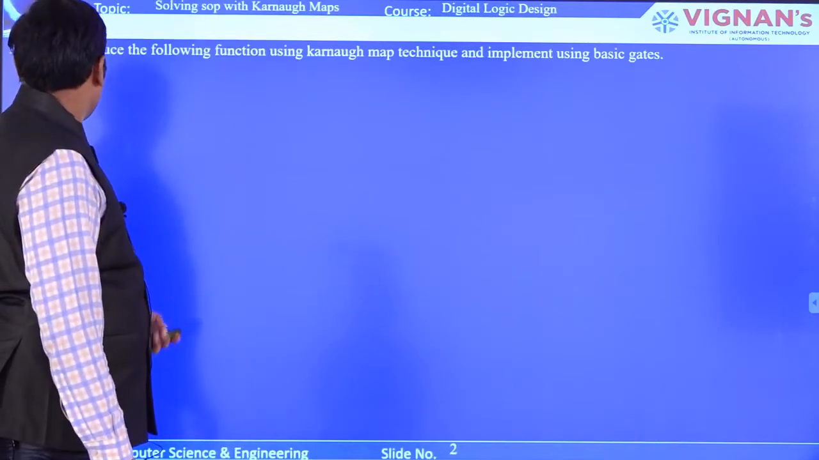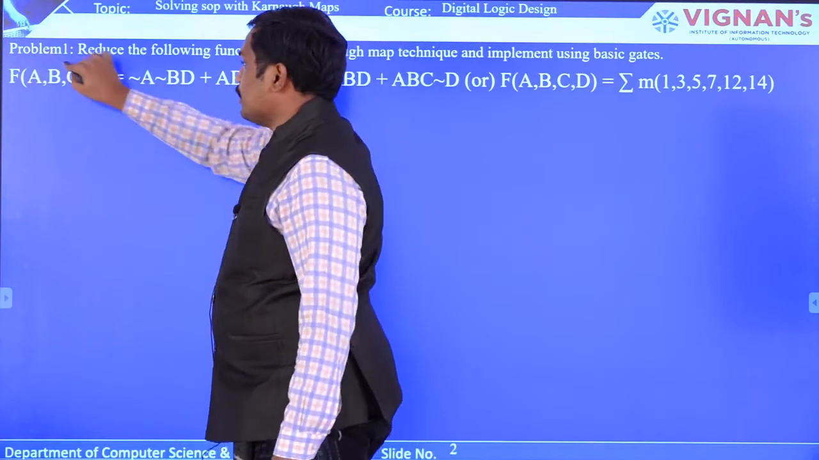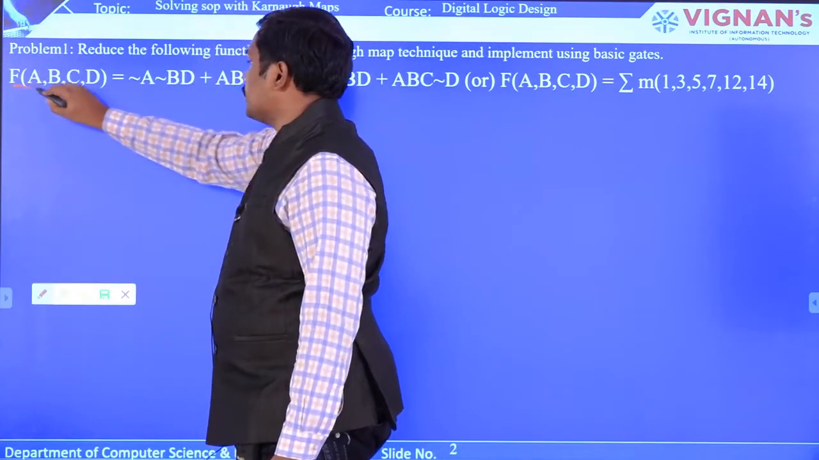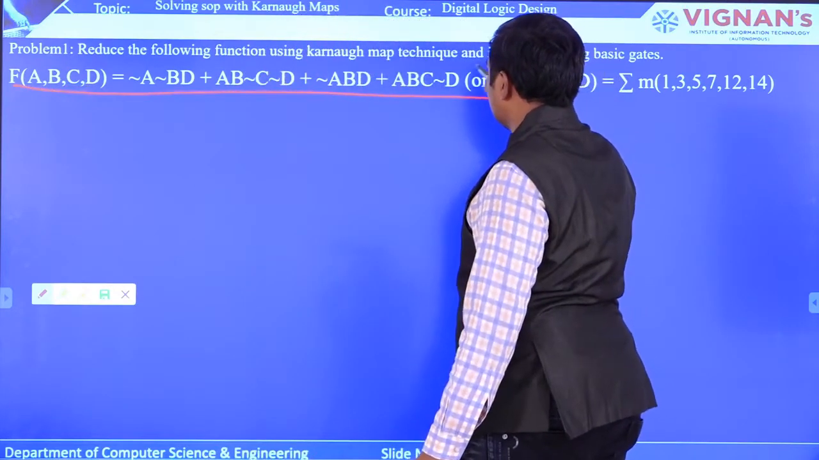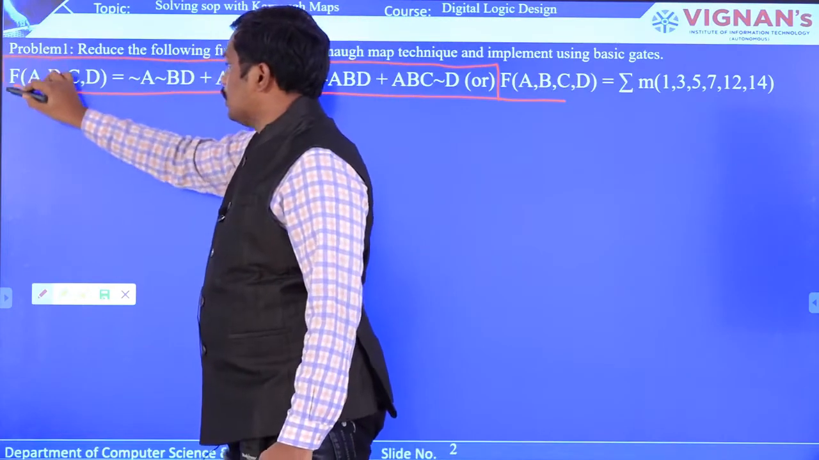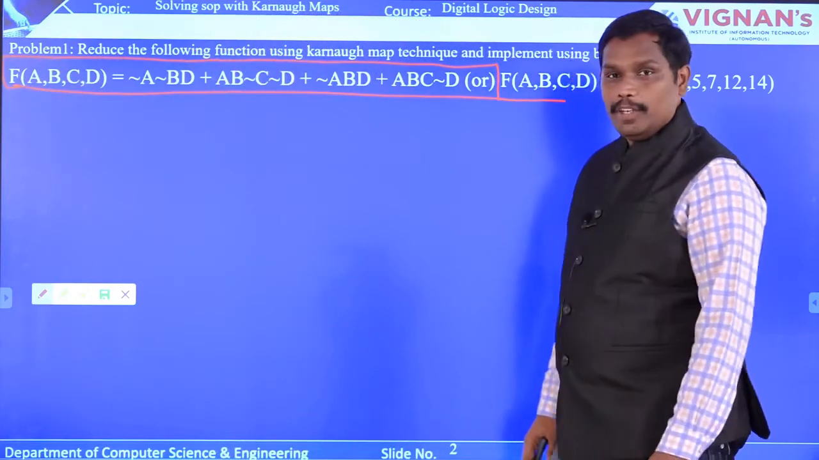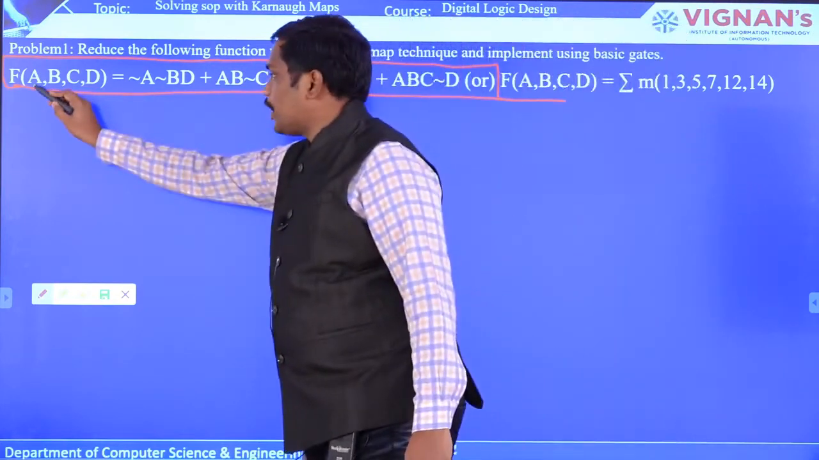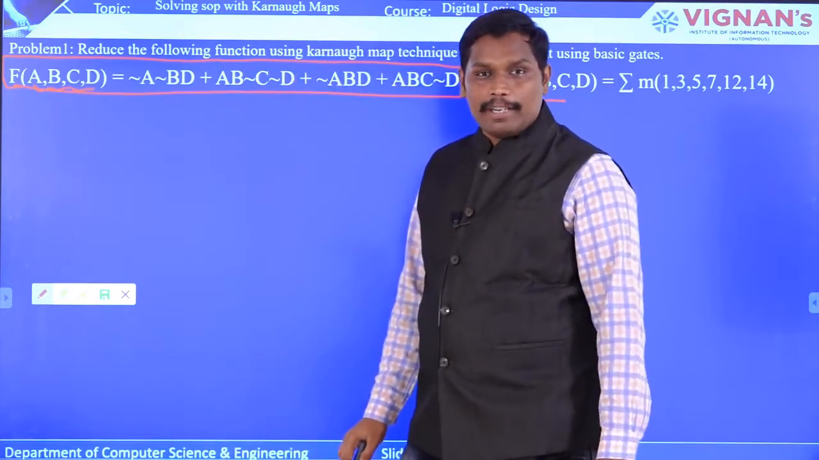concept. Okay. So this is a question that they are giving. So this is the expression that they have given, right? So whenever the expression is given, directly you have to see which Karnaugh map we have to take. So since there are 4 variables here, we'll take a 4 variable Karnaugh map.